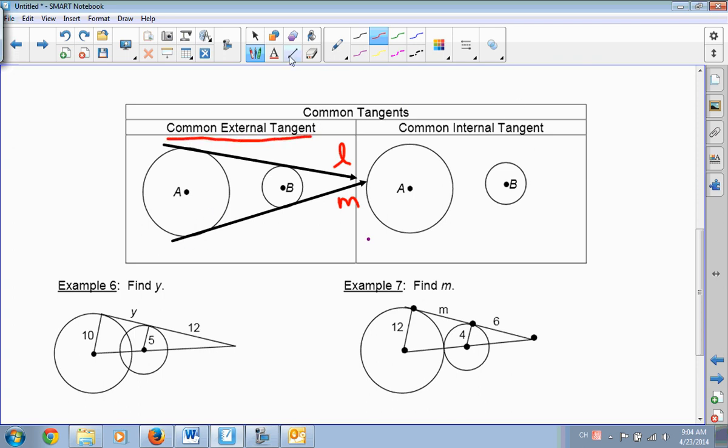Common internal tangents means that the 2 tangents cross each other in between the 2 circles. Let me see if I can get this to look right. There we go. There's one, and there's the other. So they cross in between the 2 circles. So these are common internal tangents. This would be like P, and this one would be Q.